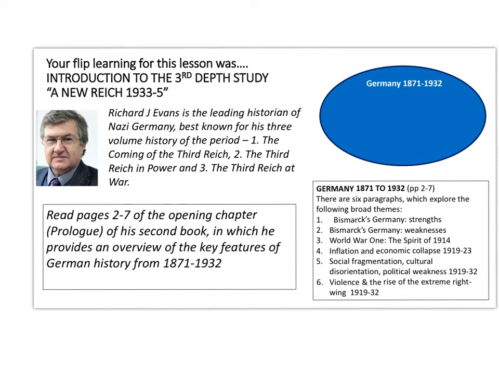So in the opening section of the prologue, pages 2 to 7, he focuses in on Germany 1871 to 1932, and he writes basically six paragraphs. The first is about Bismarck's Germany, the strengths, then he looks at the weaknesses, then World War I, then the years of crisis, then the social fragmentation 1919 to 32, and then the violence and the rise of the extreme right wing.